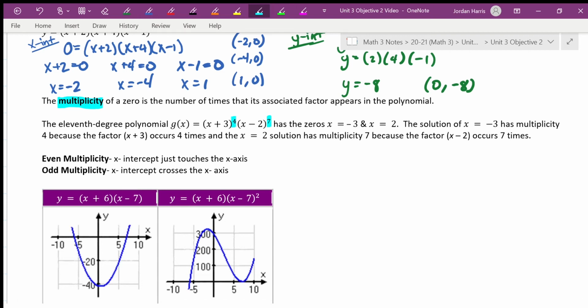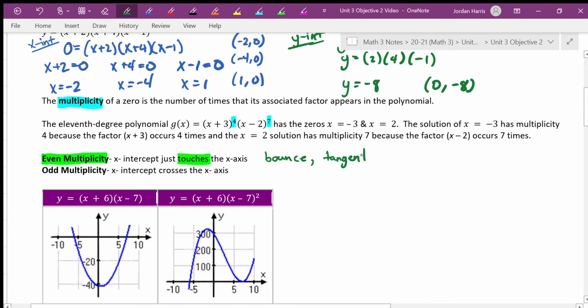If you have an even multiplicity, the X-intercept will touch the axis, meaning it gets right to it and then stops. Another word to relate to even multiplicity is a bounce. I like to call it a bounce. It doesn't exactly look like a ball bouncing, but it kind of hits and ricochets off, so that's why I call it a bounce. Or, a more mathematical term, tangent to. If it's tangent to, that means it gets to it and then keeps going and does not cross.